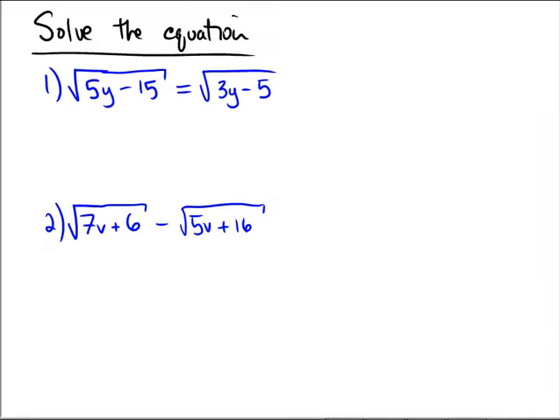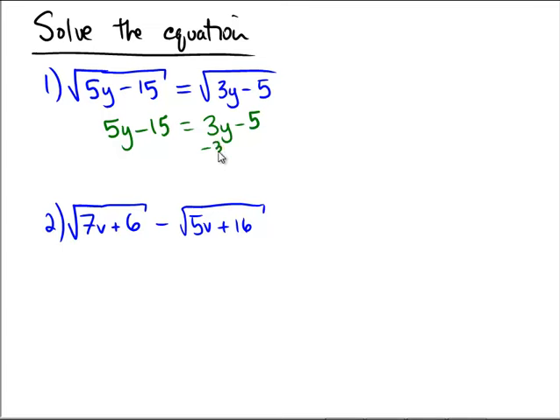Solving some radical equations here. When we solve radical equations, one thing to keep in mind is that you must always check your answers at the end. So this is a radical equals a radical. If we square both sides, the radicals will cancel out nicely, and so on the left you'll be left with 5y minus 15, and on the right you'll have 3y minus 5.